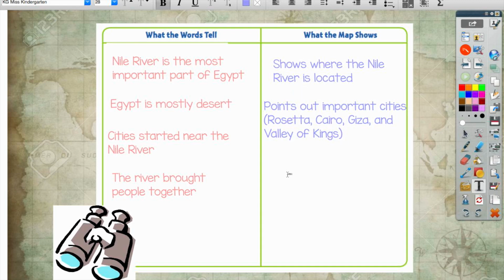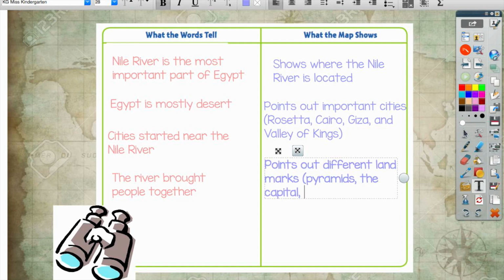The last thing I want to write down is that our map points out different landmarks. These landmarks included pyramids, the Capitol, the Royal Cemetery, and where you can find King Tut's mask.